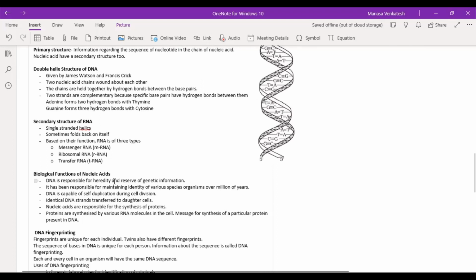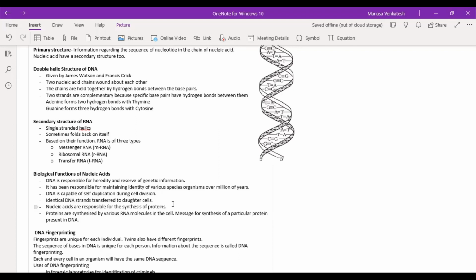Now, this is very important, the biological functions. DNA is responsible for heredity, and it reserves the genetic information. It is also responsible for maintaining the identity of various species and organisms over millions of years. And it is capable of self-duplication. Identical DNA strands are transferred to the daughter cells. And nucleic acids are actually responsible for the synthesis of proteins. So only based on nucleic acids, you have the ability for synthesis of proteins. Because as I told you, if the order of the amino acids varies, then there will be a different protein altogether.